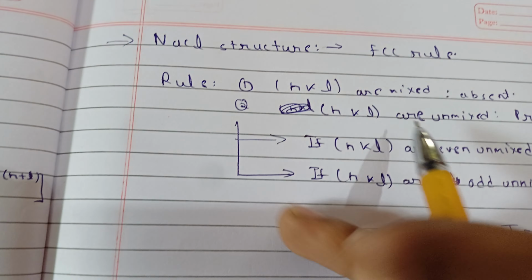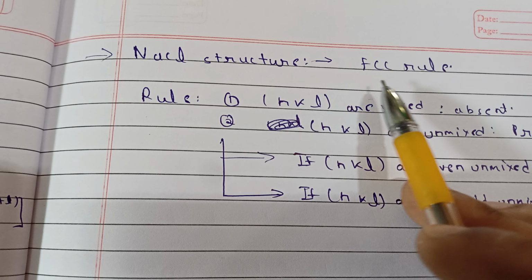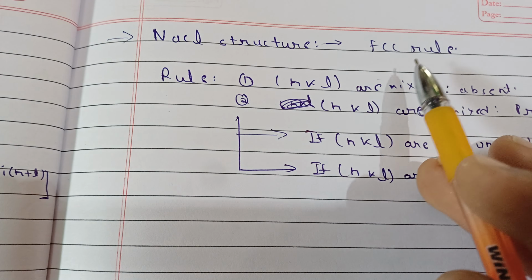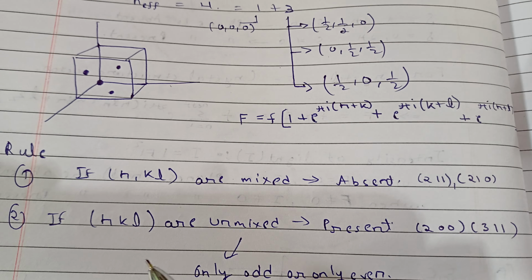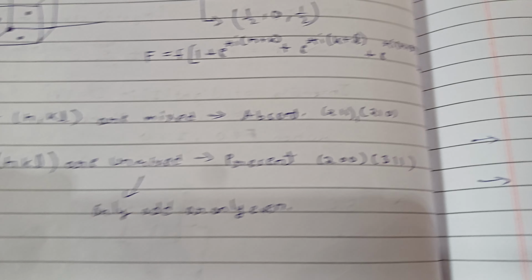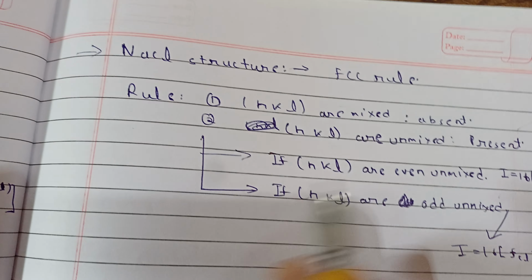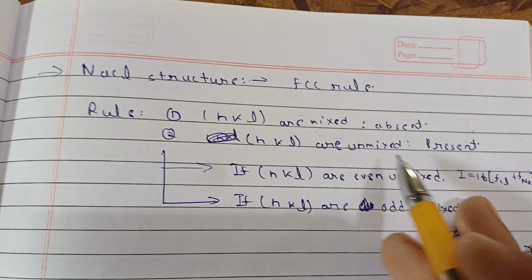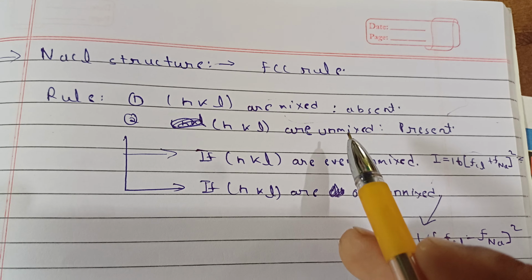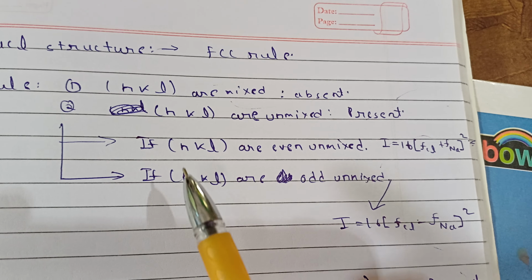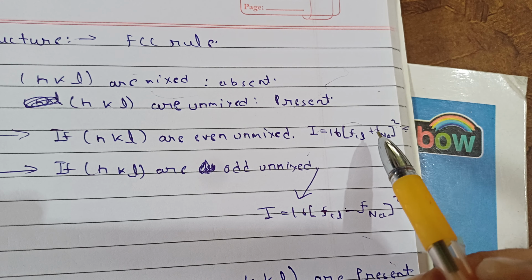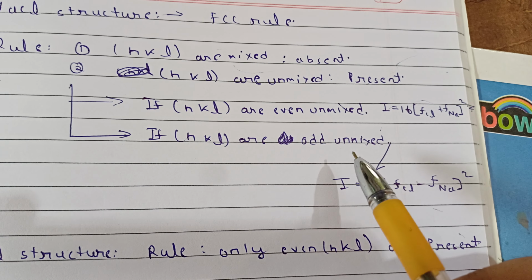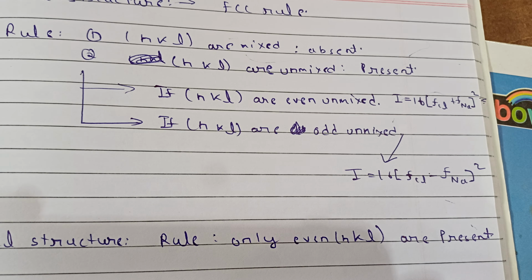Now let's see the NaCl structure. For the NaCl structure, you can see that this is a face-centered cubic structure, so it will follow the FCC rule. What was the FCC rule? If it is mixed, then it will be absent. If it is unmixed, then the plane will be present. And if it is unmixed, then we have different intensities. For hkl even unmixed, the intensity will be 16 (f_Cl + f_Na) whole squared. And if it is odd unmixed, then I will be 16 (f_Cl − f_Na) whole squared.